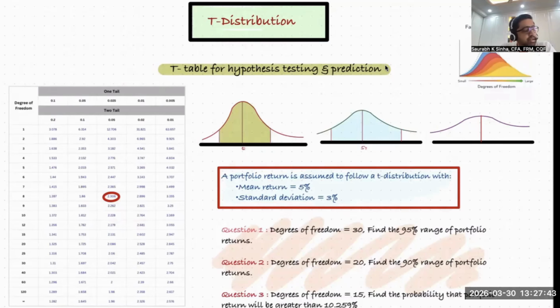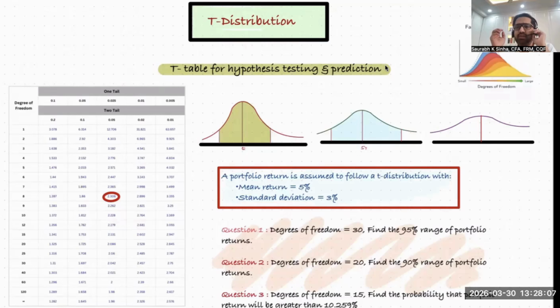And in this series of lectures on statistics, we have completed discrete probability distribution. We entered into the continuous probability distribution, and there we have completed normal distribution. And in the last lecture, we discussed why we need t-distribution when on earth we have normal distribution.